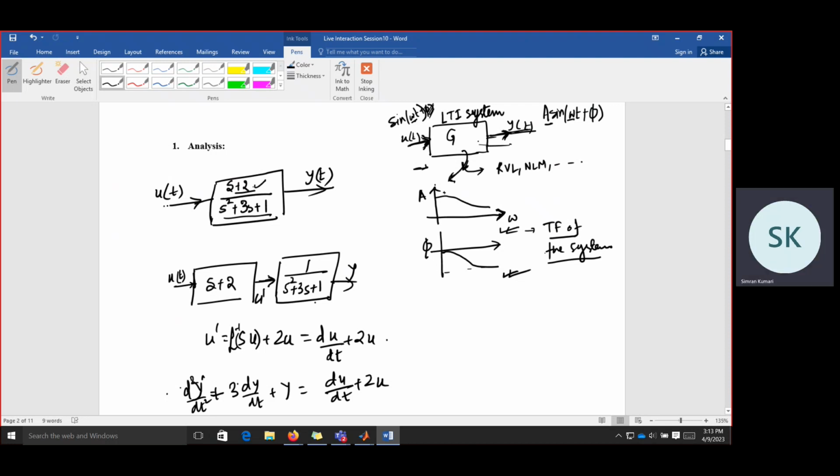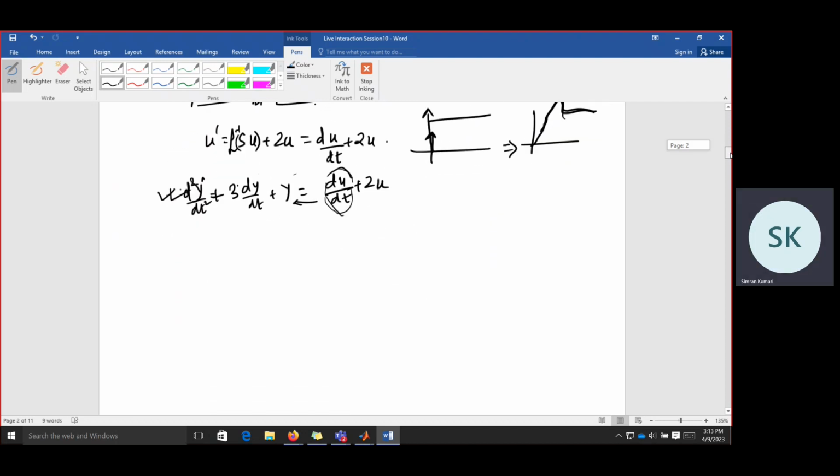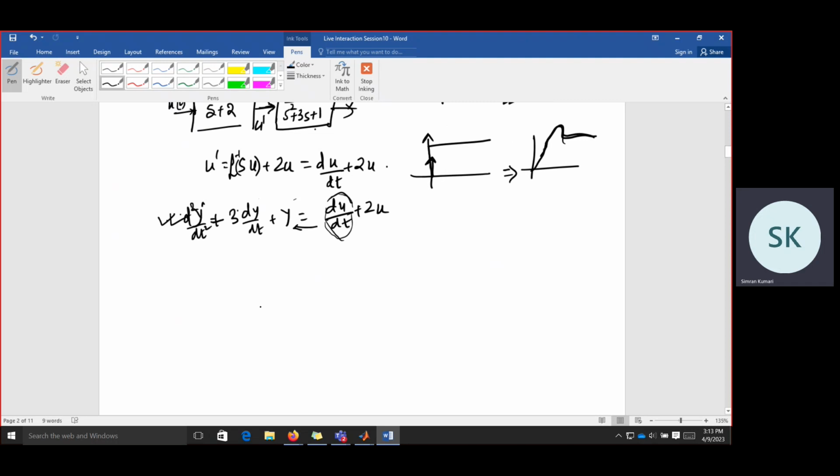So if this is a step input given to the system having this dynamics, then this derivative also has an effect. This is kind of positive, and the response is kind of fast, and we see some kind of peak overshoot in this. So this is the effect of the left half plane zero, and this we have seen in an earlier lecture also.